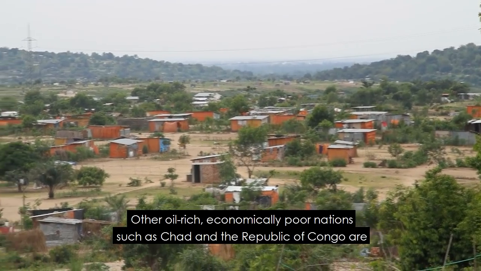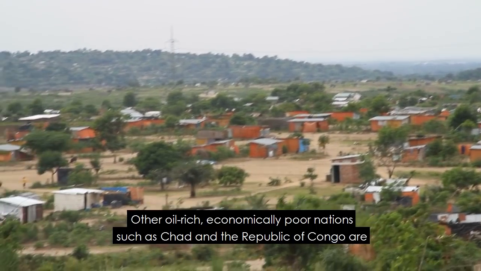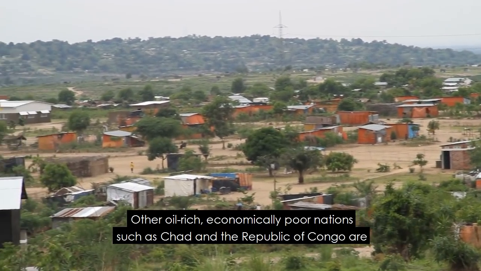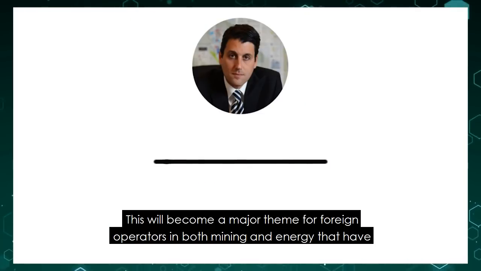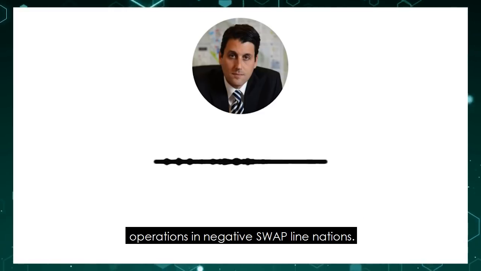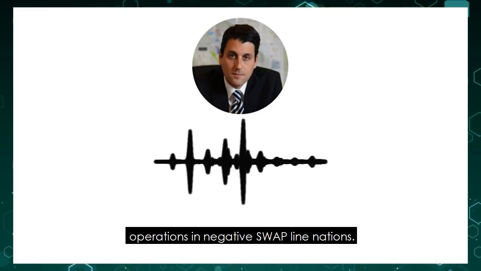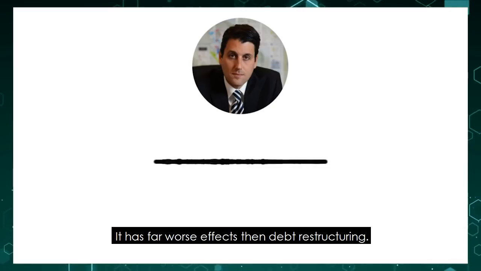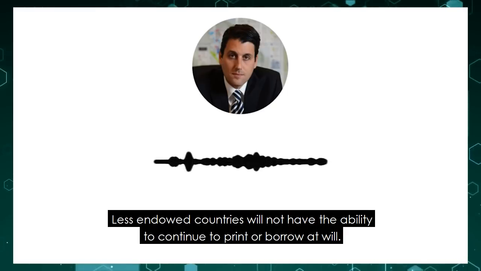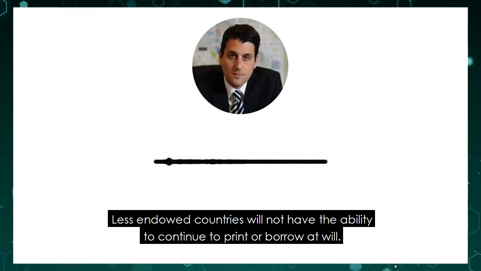Other oil-rich, economically poor nations such as Chad and the Republic of Congo are in similar situations. This will become a major theme for foreign operators in both mining and energy that have operations in negative swap line nations. Currency devaluation is a precarious, scary scenario. It has far worse effects than debt restructuring. Less endowed countries will not have the ability to continue to print or borrow at will.